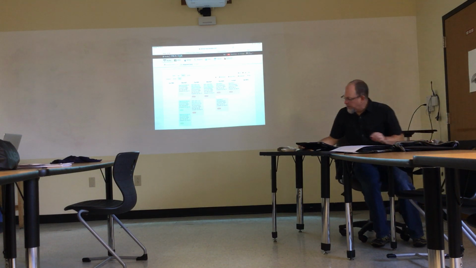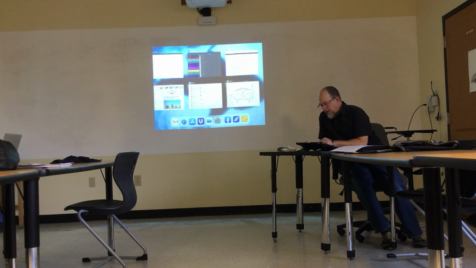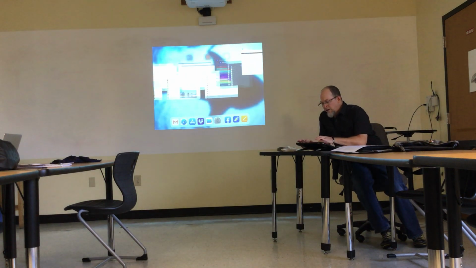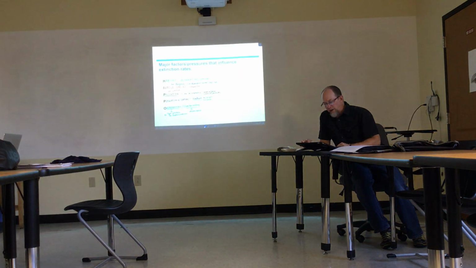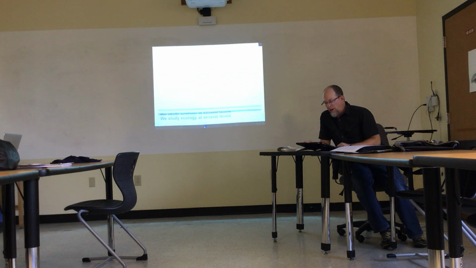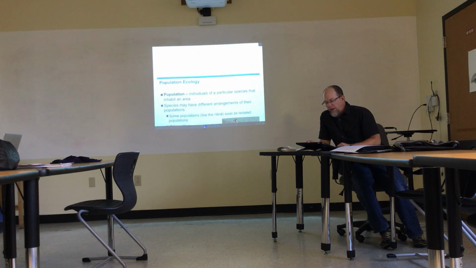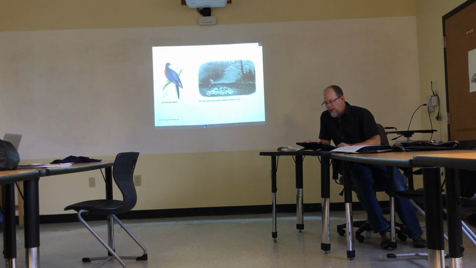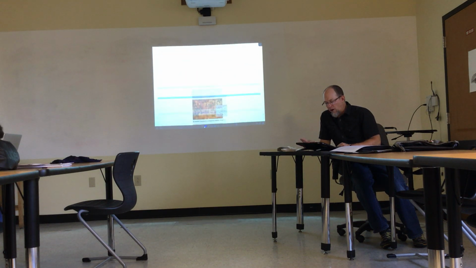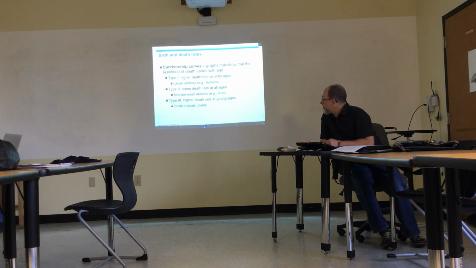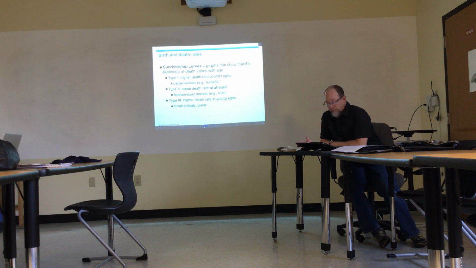Okay, so Johnny asked a great question. Going back to chapter 3, Johnny asked about survivorship curves, and this is directly related to r and K selection. This is slide number 50. There are three major types of survivorship curves: 1, 2, 3.